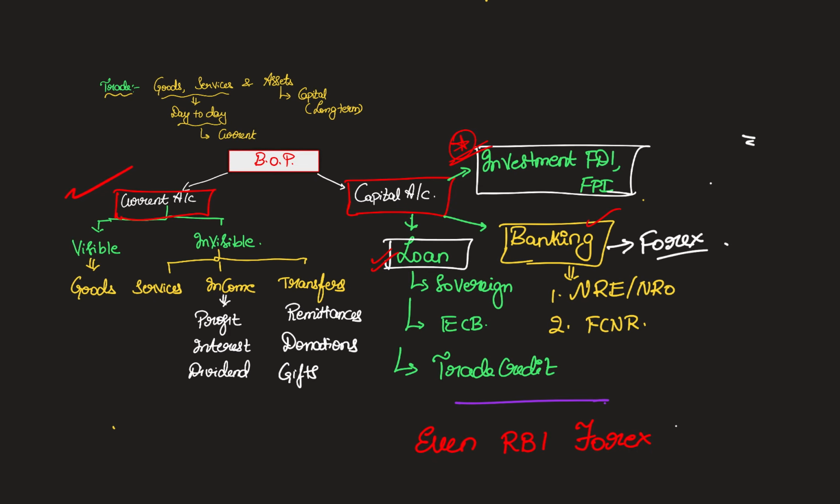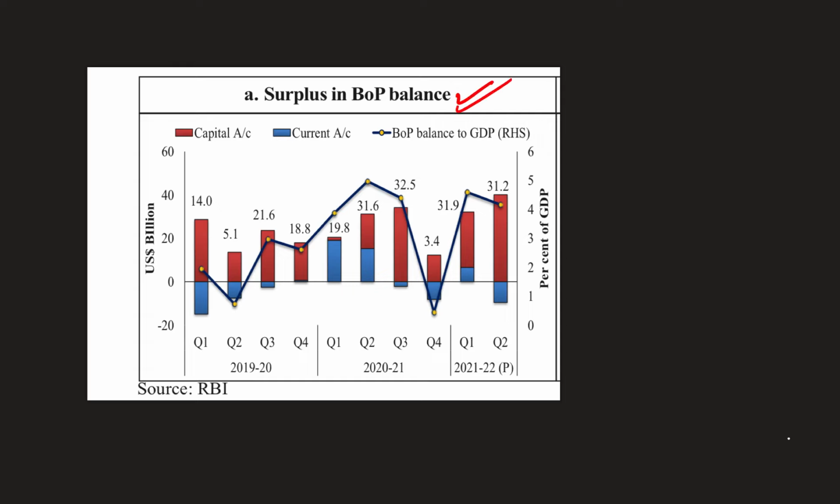But in the overall trend of BOP, we have seen that there is always a surplus of capital account over the past few years when compared to the current account. We will see this through a graph now. This surplus in BOP balance is always tilted towards the capital side because more and more FDI, FPI and foreign exchange reserves are coming into our country. So the deficit we have with respect to our current account is actually taken care of with the help of the surplus that we have on the capital side. This is what the graph indicates from the economic survey.